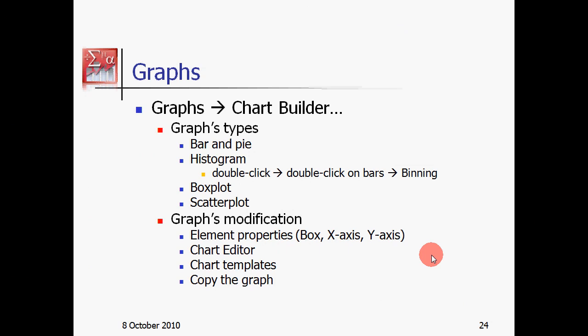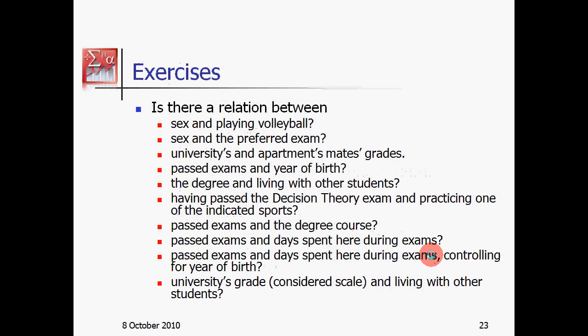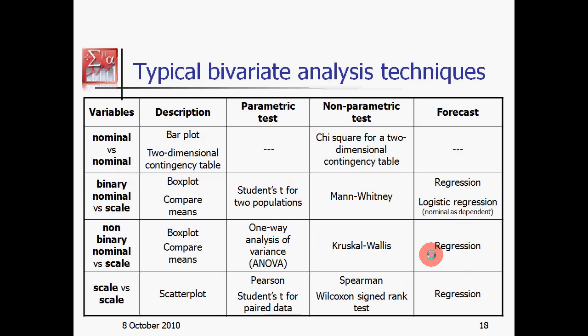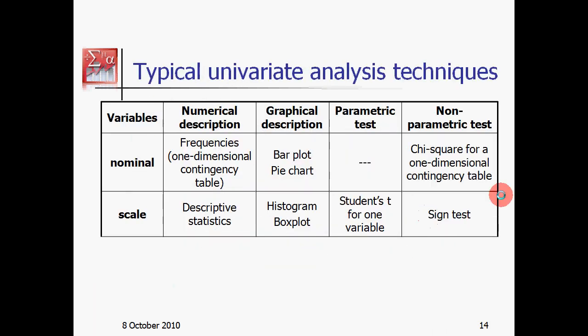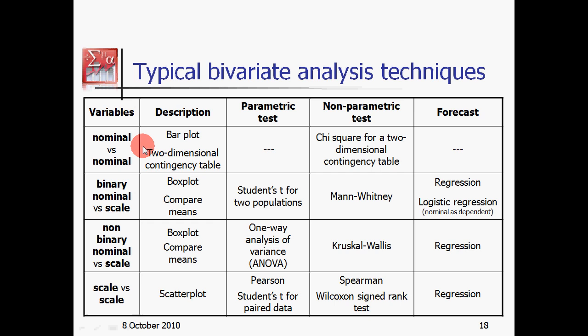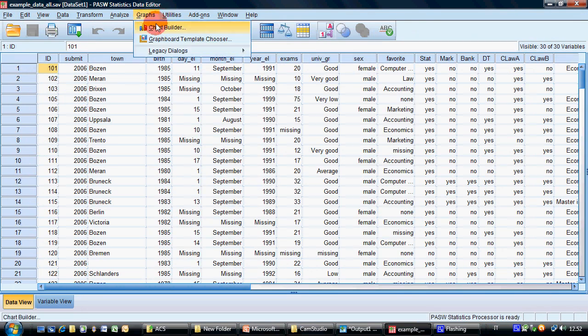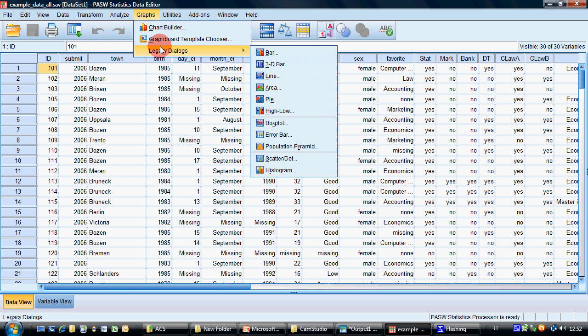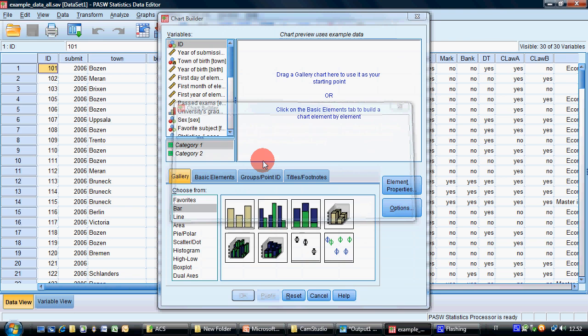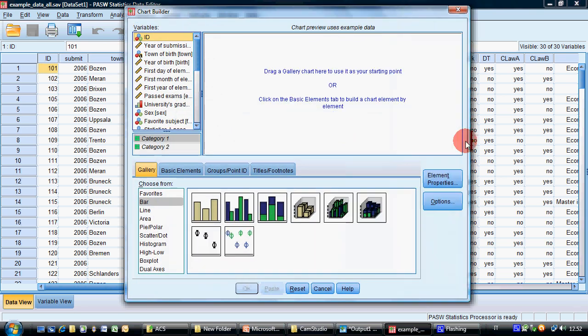Now we will switch to charts. SPSS has a lot of charts which you can use. Obviously, the chart to use depends on the variable type, as you can see here and here. So not all the charts are adapted for all the variable types. Let's make an overview of the charts. Charts in SPSS are here. They have the chart builder. If you like to use the previous charts, it's okay, they are here. Chart builder, however, is more interactive.